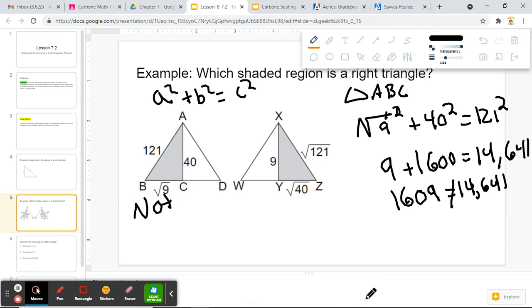All right, let's see if I have enough room for the other one here. So on this one, we have two side lengths here. We got an A, a B, and a C. So this is triangle XYZ.